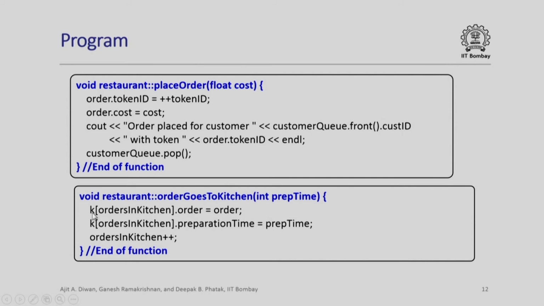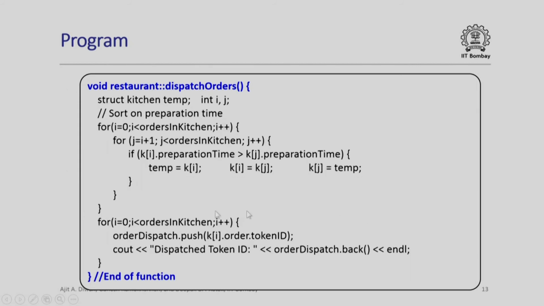Now, we have K as an array. Orders in kitchen is the serial number of the orders which are received in the kitchen. This is incremented by 1 every time a new order goes to the kitchen. All that we need to store is order information and the preparation time information. Once again I will remind you, we are going to use an arbitrary preparation time for this illustration just to emphasize how queues are properly used.